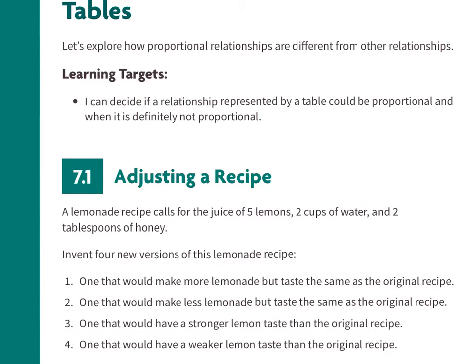We are going to be on page 55, comparing relationships with tables. So, 7.1, adjusting a recipe. Lemonade recipe calls for the juice of 5 lemons, 2 cups of water, and 2 tablespoons of honey. Invent 4 new versions of this lemonade recipe.